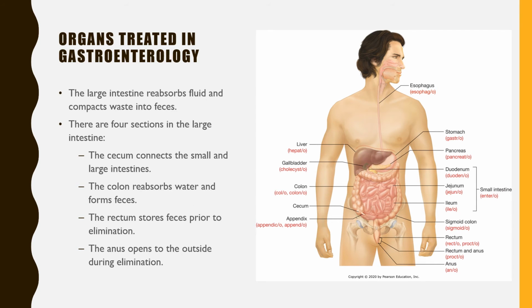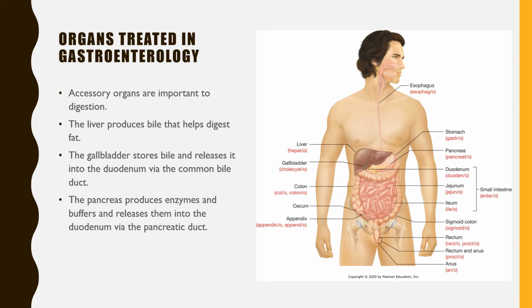The large intestine then reabsorbs fluid, so most of your water is reabsorbed here, and compacts waste into feces. There are four sections in the large intestine. The cecum connects the small and large intestine. The colon reabsorbs water and forms feces. The rectum stores feces prior to elimination, and then the anus opens to the outside during elimination.